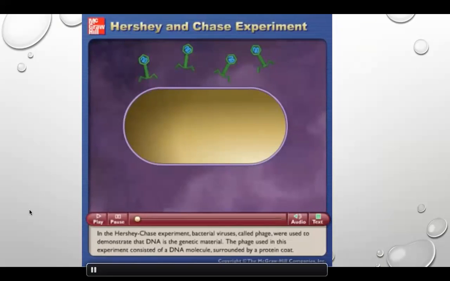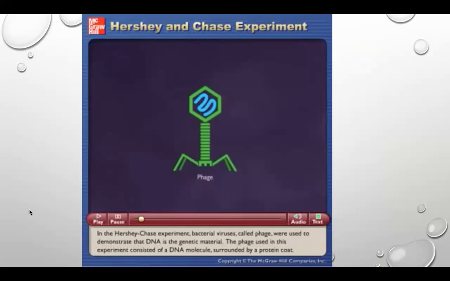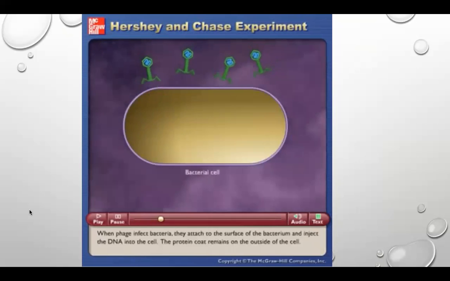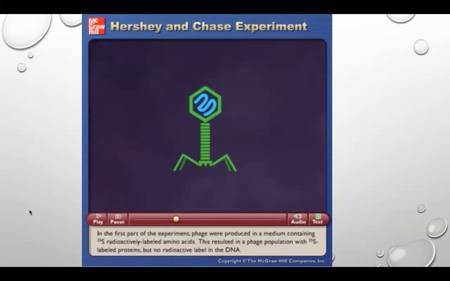In the Hershey-Chase experiment, bacterial viruses, called phage, were used to demonstrate that DNA is the genetic material. The phage used in this experiment consisted of a DNA molecule surrounded by a protein coat. When phage infect bacteria, they attach to the surface of the bacterium and inject the DNA into the cell. The protein coat remains on the outside of the cell. In the first part of the experiment, phage were produced in a medium containing S35 radioactively labeled amino acids. That's a sulfur. This resulted in a phage population with S35 labeled proteins, but no radioactive label in the DNA.